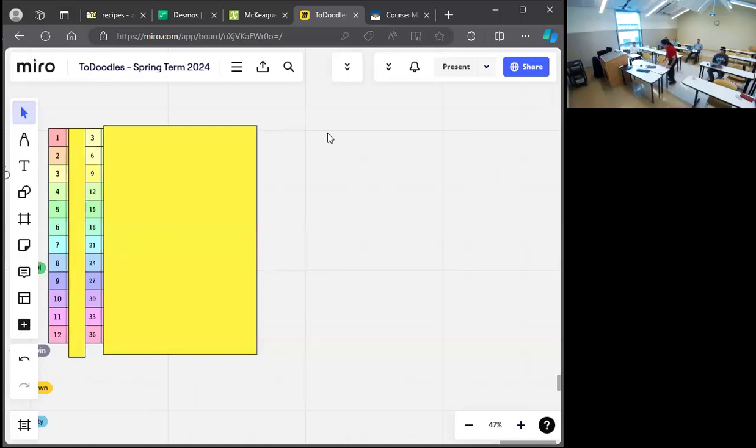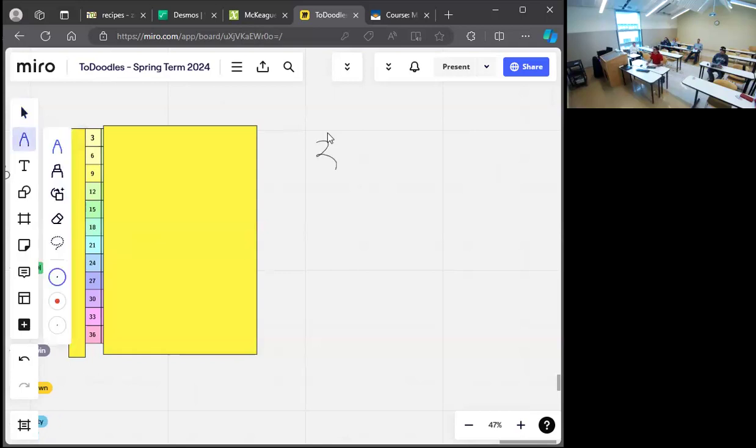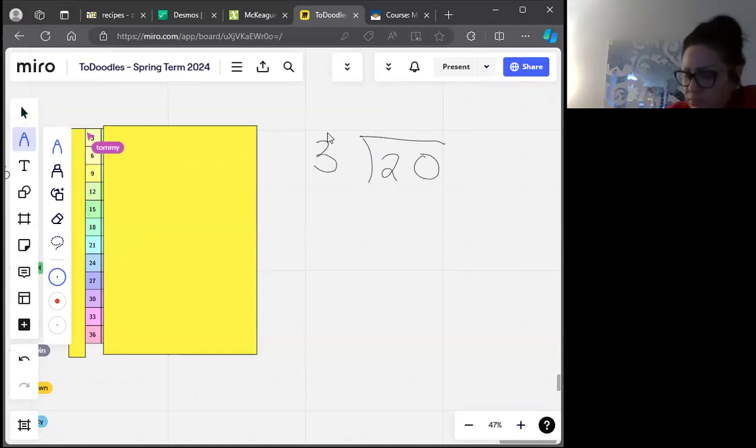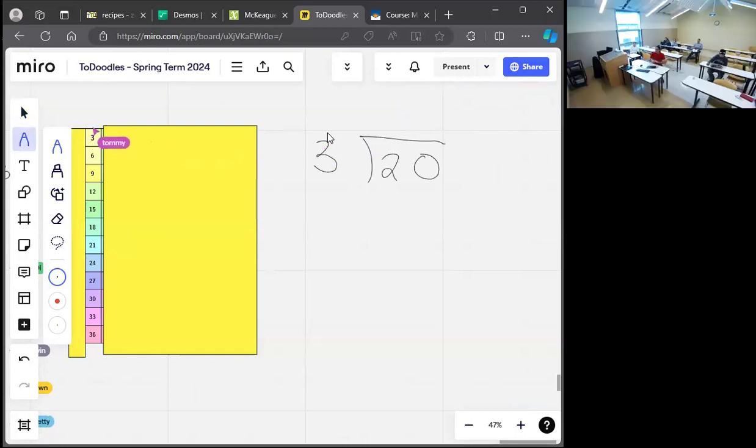So if I have 20 cards and I want to deal them out to 3 people, then I could say 3 people and they're sharing 20 cards. So if I deal them out, first let's just see what happens.